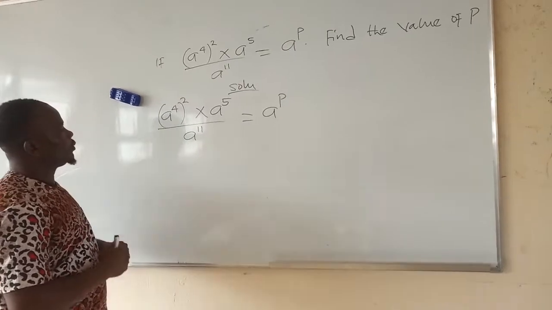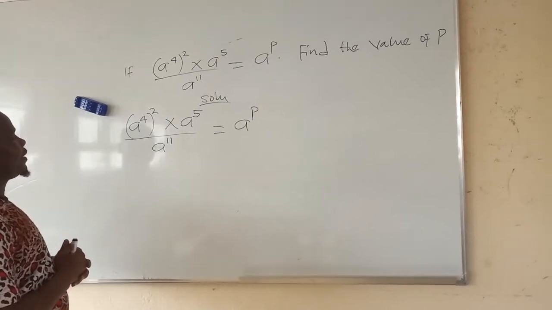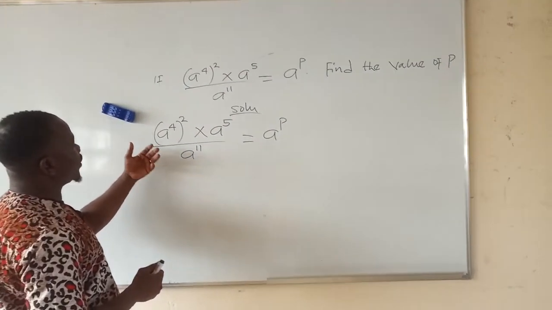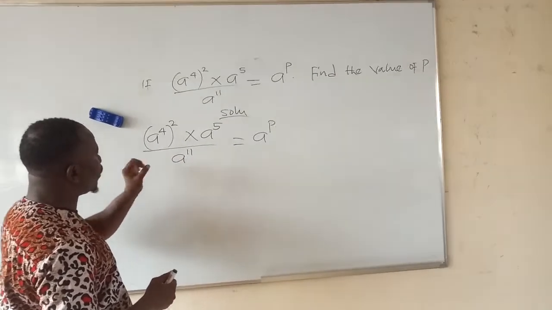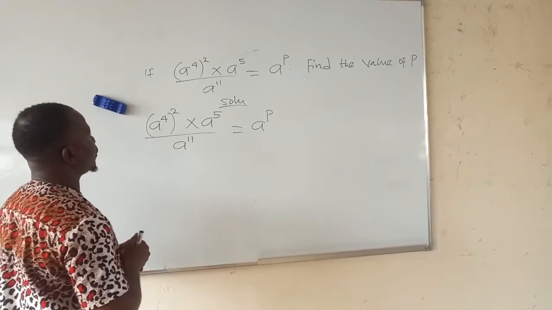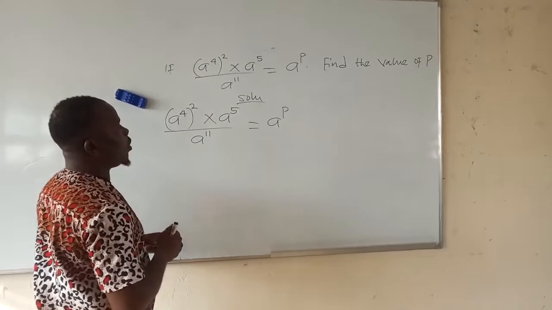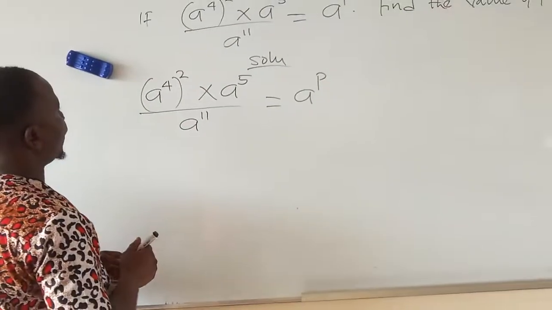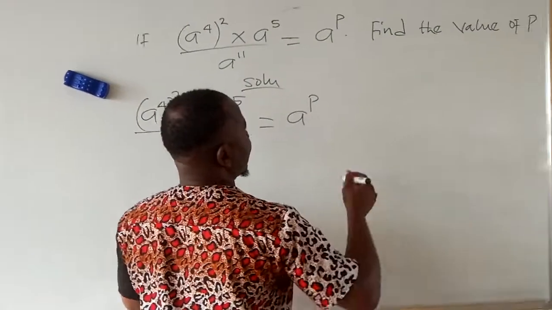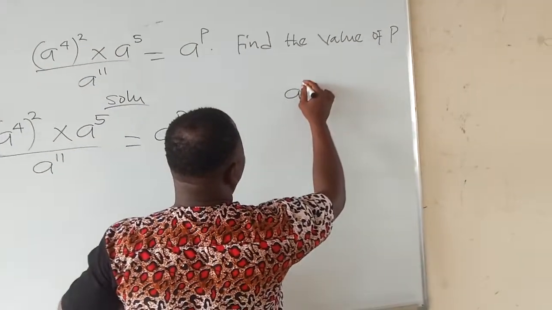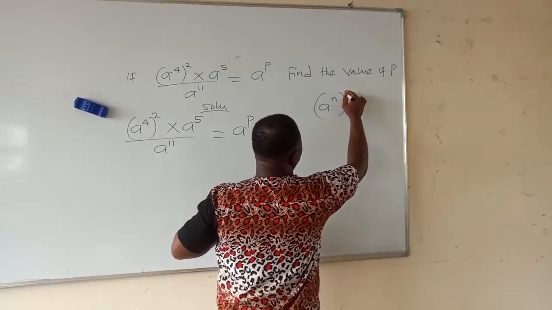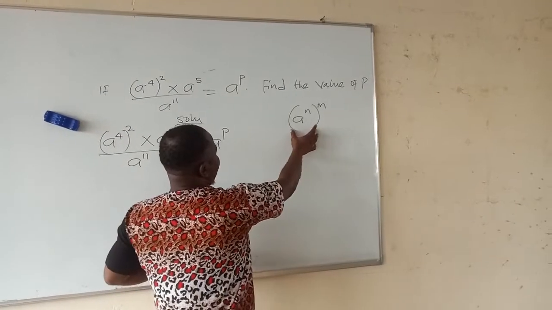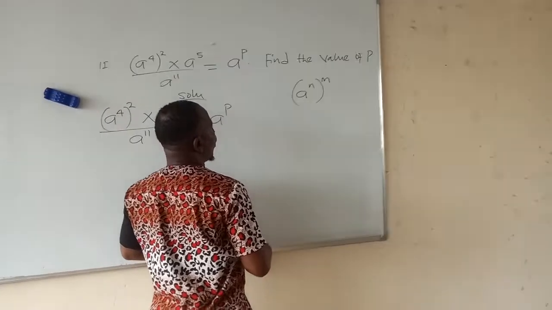Okay. So if you agree with me, this question is coming from indices. And when you look at it, we are going to use 3 laws to solve this question. The first law we will use here is the power law. Is that clear? Power of a power. That is, if we have (a^m)^n, we refer to this as the power law.